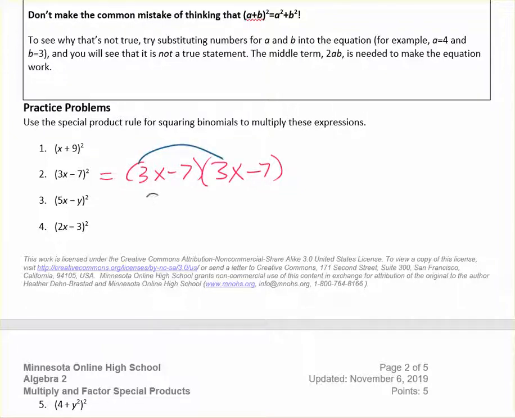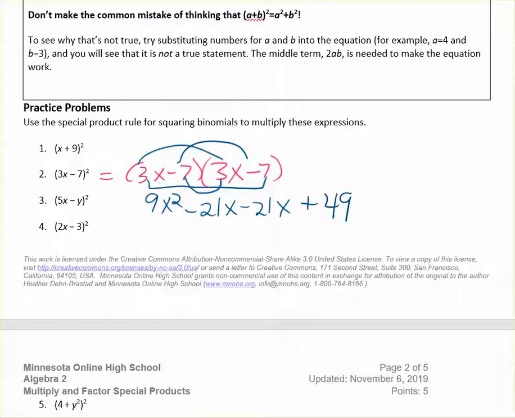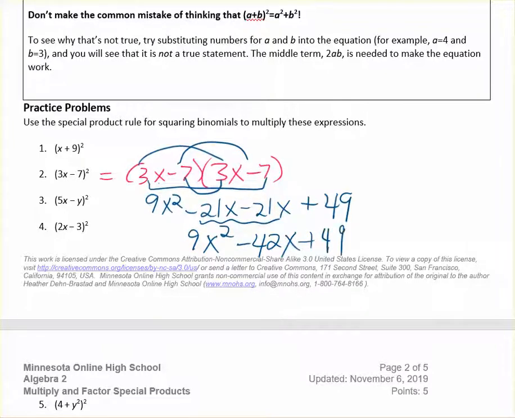3x times 3x is 9x squared, because 3 times 3 is 9. Then we do the outer: 3x times negative 7 is negative 21x. And then the inner is negative 7 times 3x, which is also negative 21x. And then the last term times the last term is negative times negative, which is positive, so positive 49. Then we can combine our middle terms and get 9x squared minus 42x plus 49. And that's our solution. Or we can use the formula.